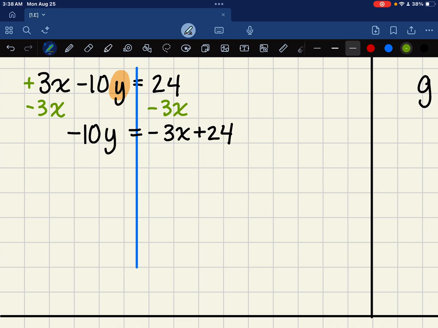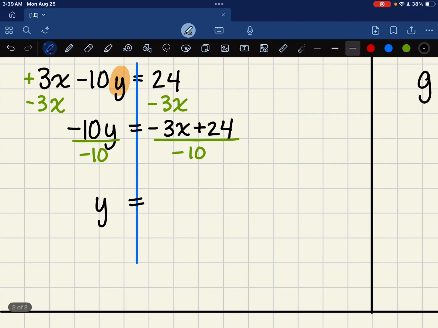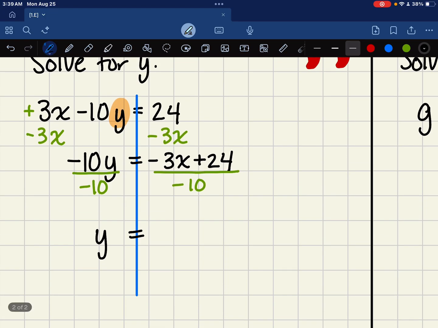All right, now looking here, the negative 10 and the y are touching, so that's a type of multiplication. So to counteract multiplication, I'm dividing both sides by negative 10. So this is going to require a little bit of skill with our fractions. Okay, the left side turns into just y. And what we're going to actually be doing is distributing, I'm going to write that word here. We're going to distribute the negative 10 to each of these terms.